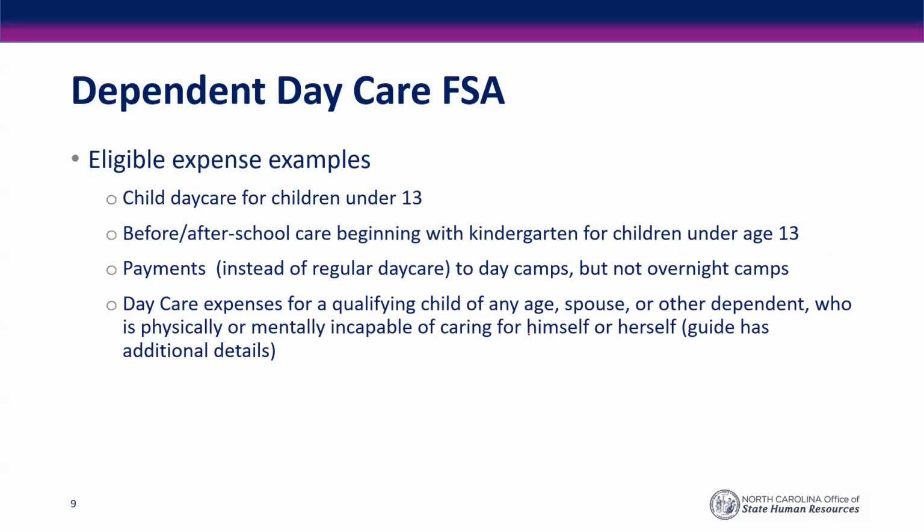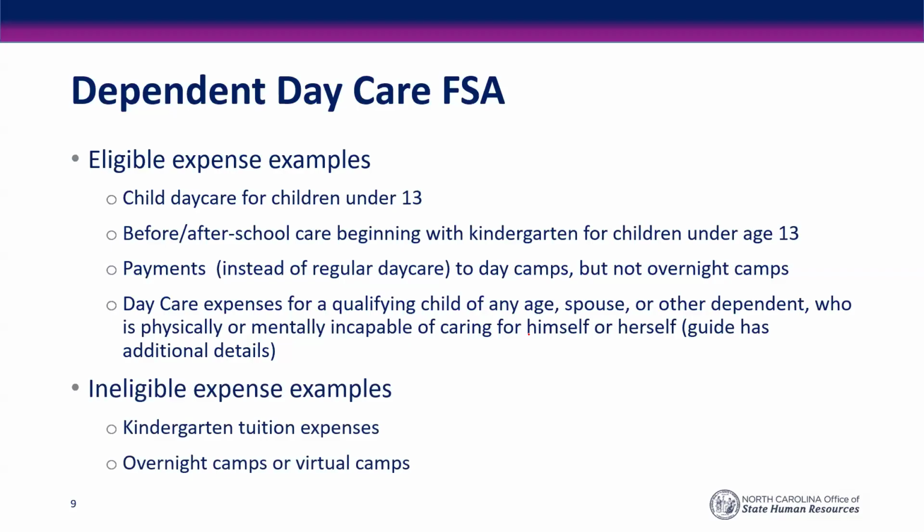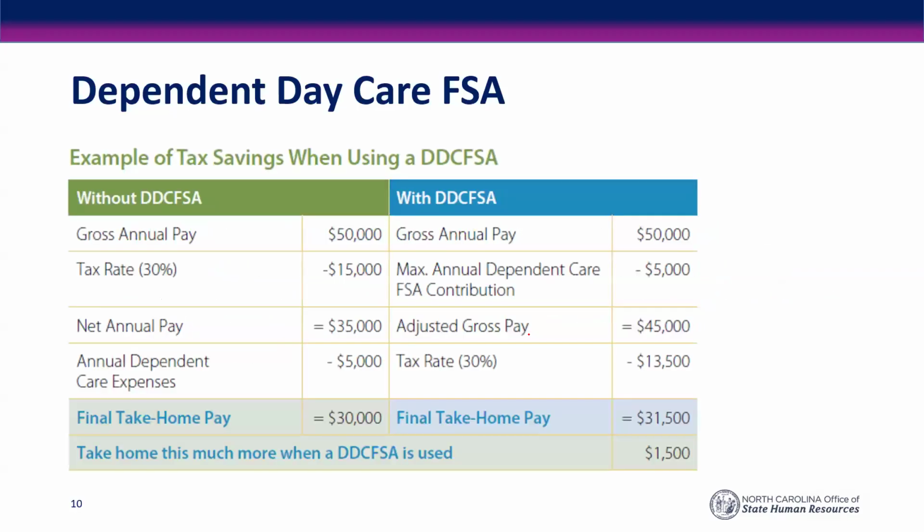Eligible expenses are going to be child daycare for children under age 13, before and after school care beginning with kindergarten for children under age 13, payments to day camps but not overnight camps, and daycare expenses for a qualifying child of any age, spouse, or other dependent who is physically or mentally incapable of caring for themselves. Some ineligible expenses are going to include tuition, like kindergarten and up. If you're doing a private school, the tuition does not count as an eligible expense. And overnight camps and virtual camps are not eligible either.